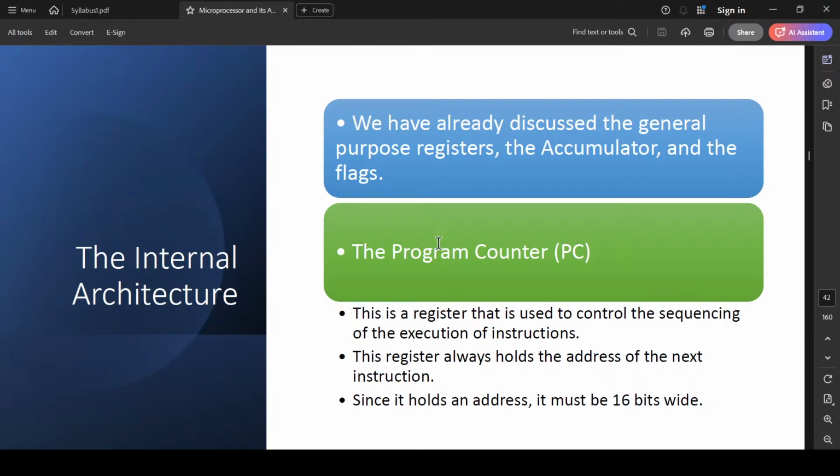The internal architecture. Right now, we were only studying internal architecture, bro. What is this slideshow?